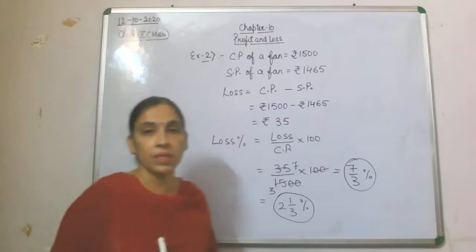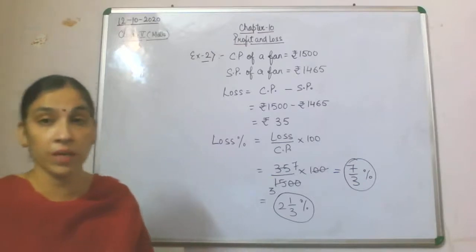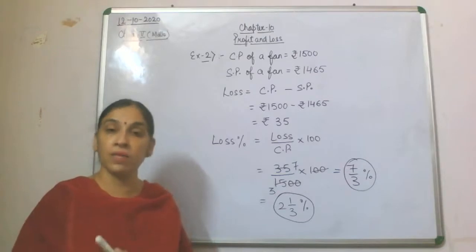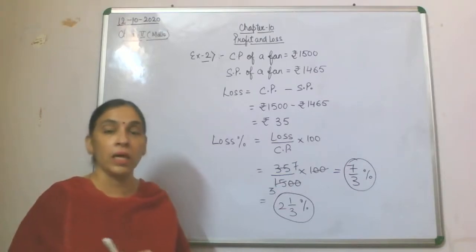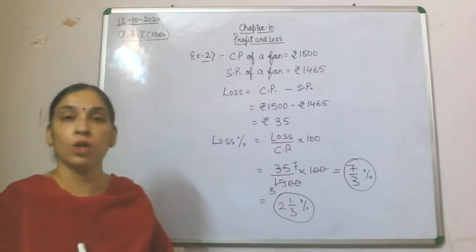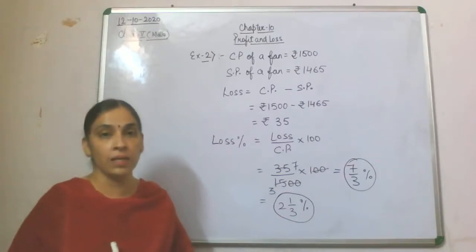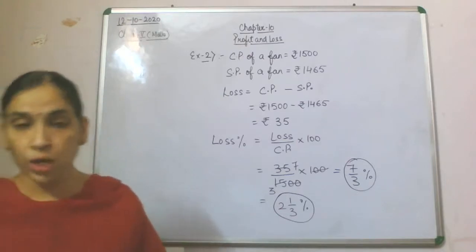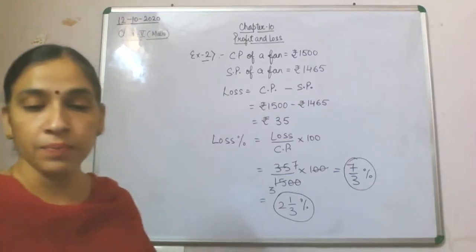So what have we seen? In the first question, on a toy we were getting a profit, and then we found the profit percent. In this question we have seen that we were getting a loss on that particular fan, and then we calculated that loss. So now, children, we will come to the next.